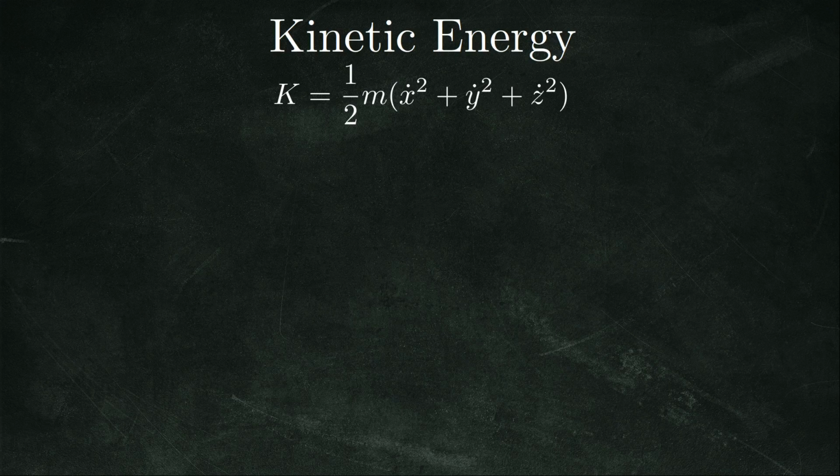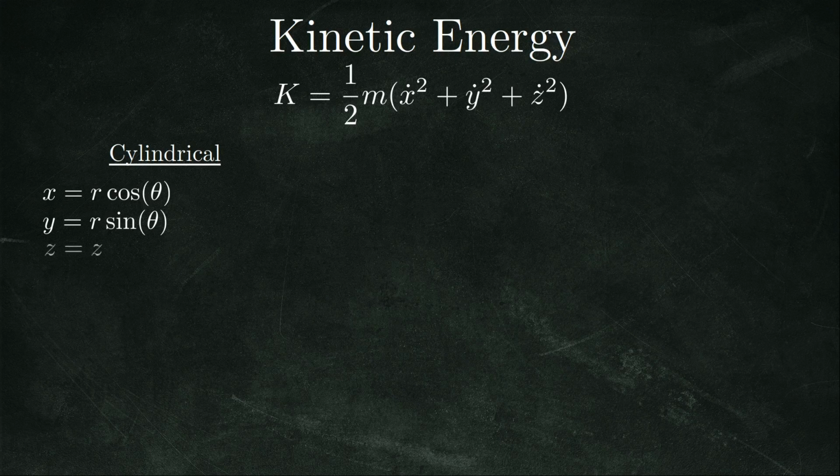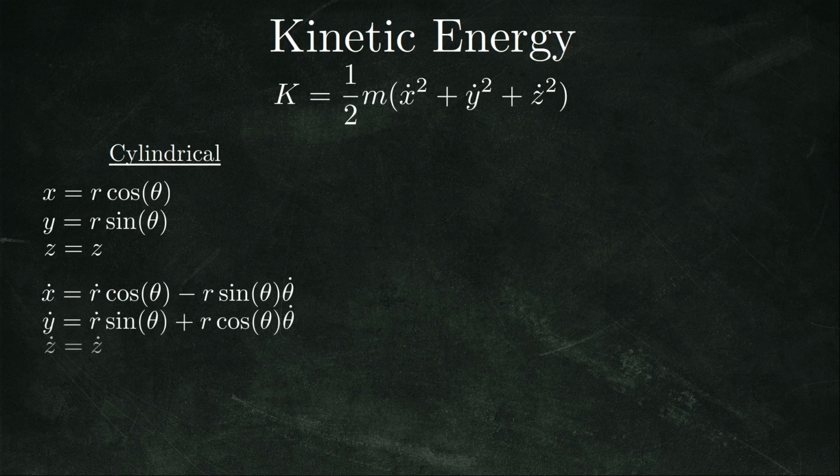So firstly, let's look at cylindrical coordinates. We have x is r cos theta, y is r sin theta, and then z is just z. And then to get the velocities, we take the time derivative of each of these and use the product rules and chain rules where appropriate. So we have our x velocity, which can be written in terms of r and theta, our y velocity, and our z velocity.